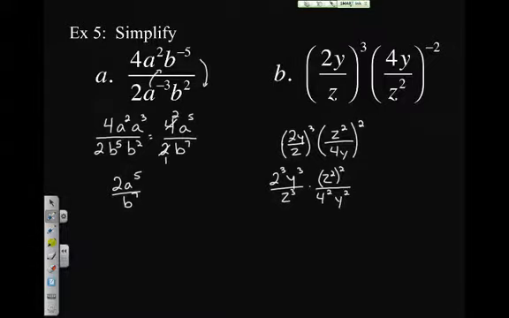And as you get more used to this, some of these steps you'll be able to skip as you start seeing the patterns, but I want to show all the steps for right now. This gives us 8y cubed, 2 times 2 times 2 is 8, over z cubed, times z squared squared. You multiply those exponents, you get z to the 4. 4 squared is 16, and y squared. Now remember with fractions, when you're multiplying them, we multiply straight across.